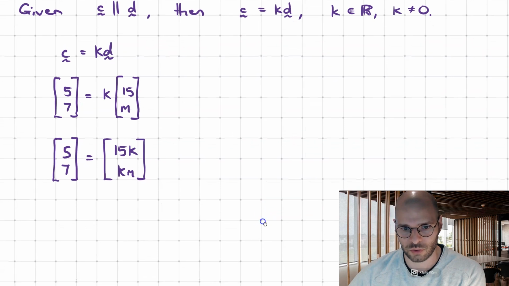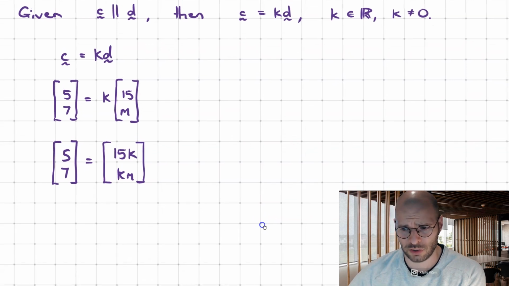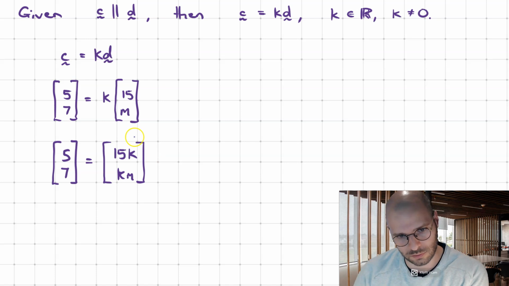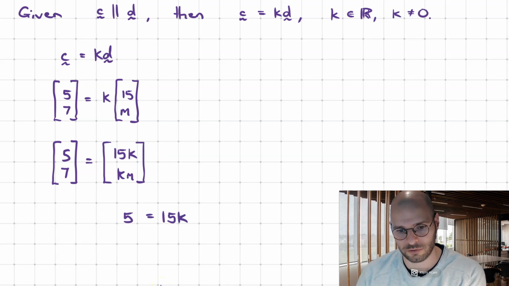Now I can build two equations from this, but only one of them is the logical starting point. If I build the first equation, 5 equals 15k, that's got one unknown, and 7 equals km, that's got two unknowns. So I'll start off with the one unknown. So my first equation is 5 equals 15k. Therefore, I know that k is going to be 5 over 15, so 1 over 3. So this is our first value.